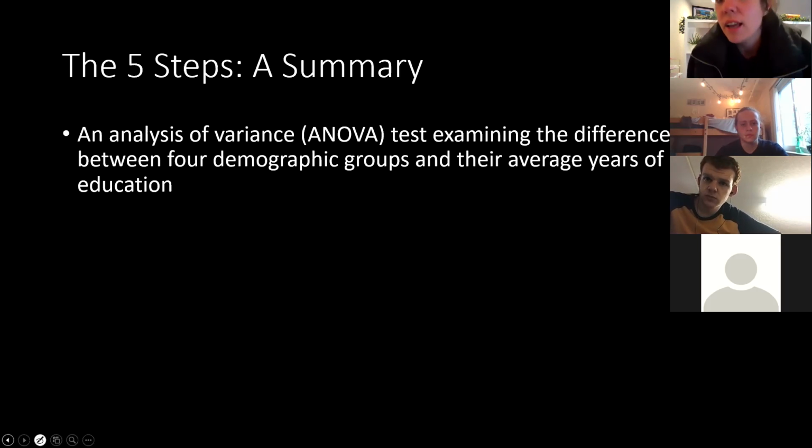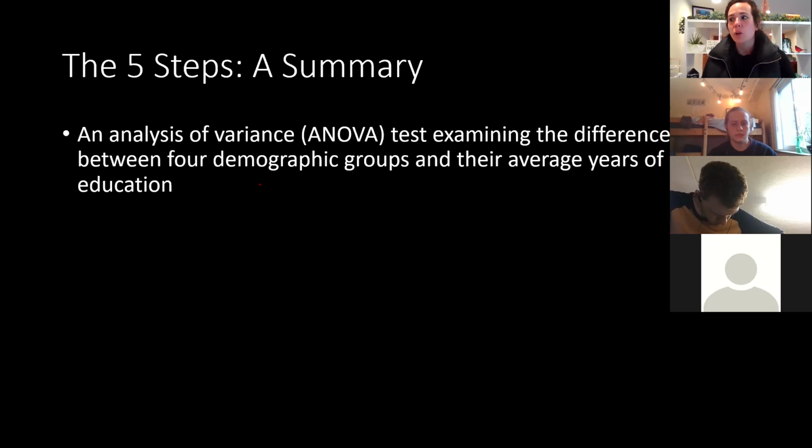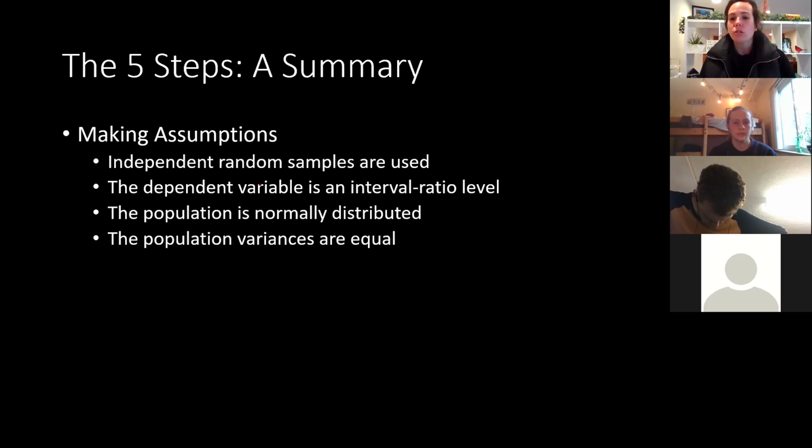So quick summary. Overall, the analysis of variance test examines the difference between 4 demographic groups and their average years of education. We go through and make some assumptions: independent random sample, the dependent variable has to be interval ratio, which years of education is. We're going to say the population is normally distributed and the variance must be equal.